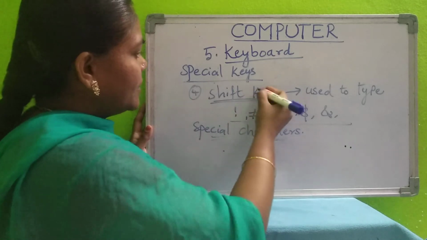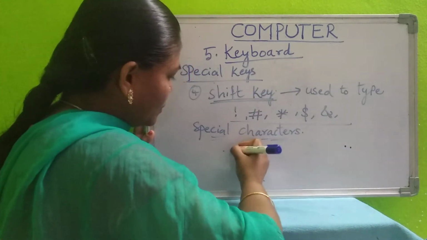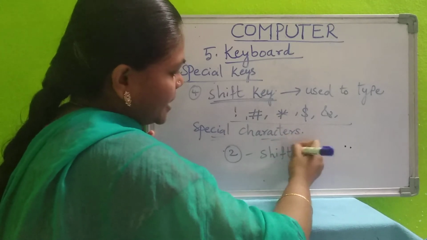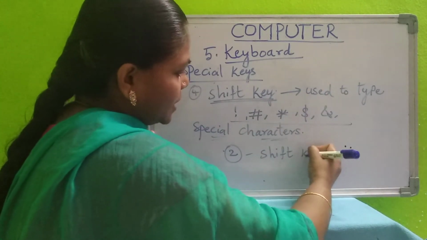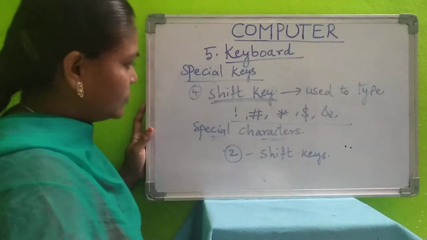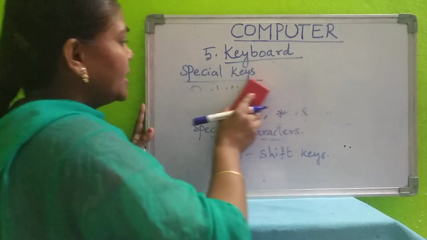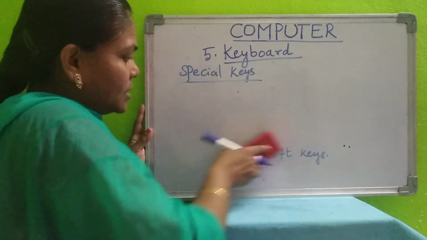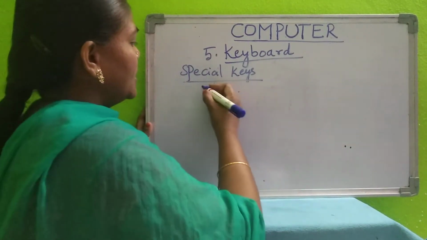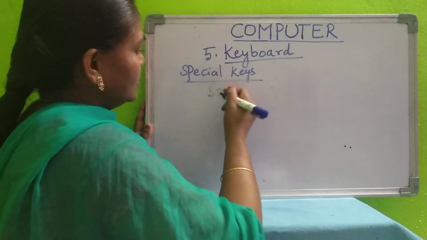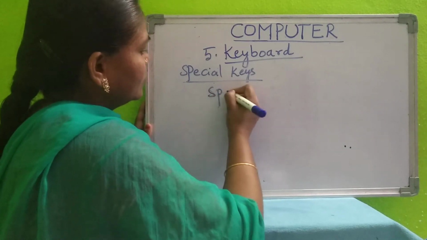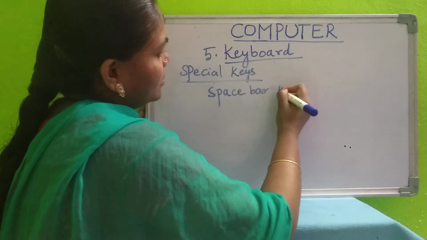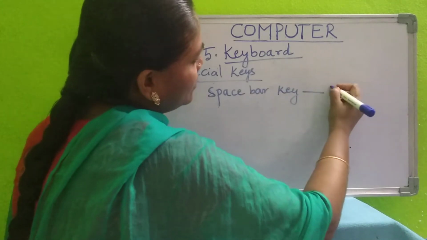How many shift keys are there on the keyboard? Two shift keys, one on the left side and one on the right side. The next one is the space bar key, the longest key on the keyboard. What is the longest key on the keyboard? The space bar.